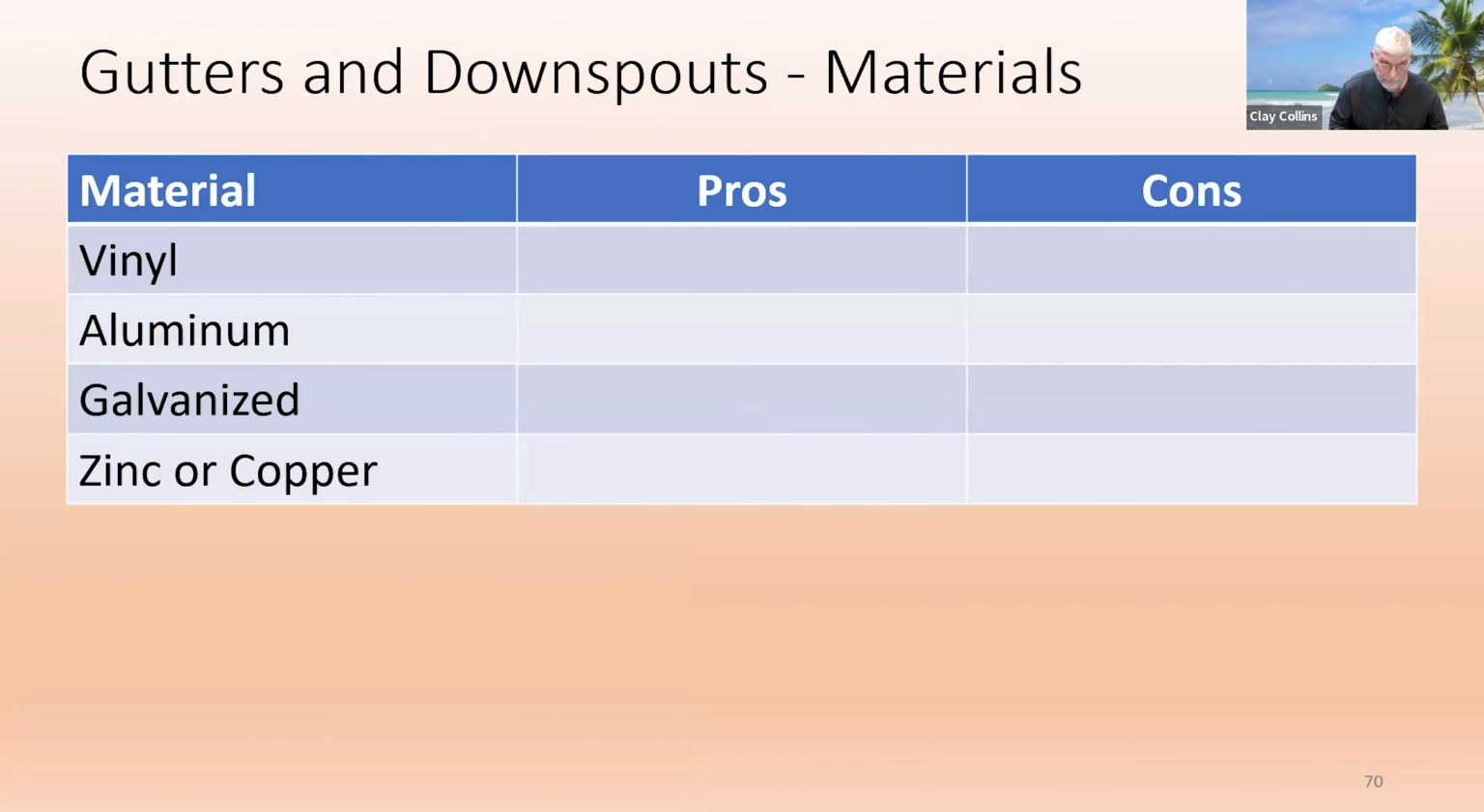Materials. Vinyl. Home Depot and Lowe's, if you're going to put it in yourself, it's almost guaranteed it's going to be vinyl. Though aluminum is available, most people go with the vinyl because it kind of snaps together and it has a built-in washer. The aluminum needs to be screwed together or riveted together.